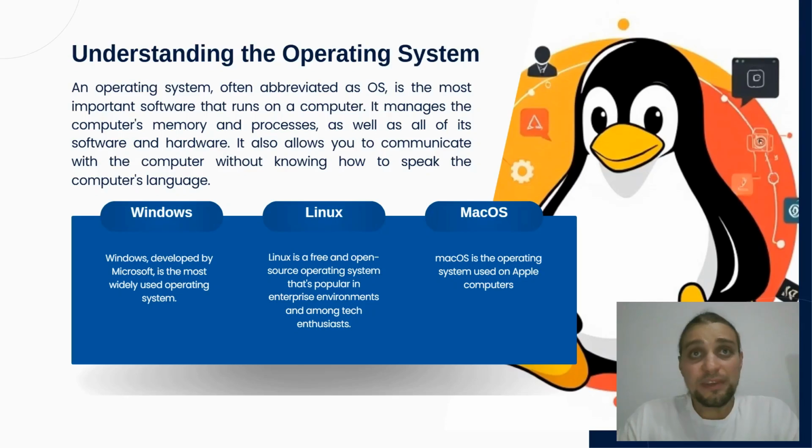There are several different types of operating systems. The most common ones you'll encounter are Windows, macOS, and Linux. Windows, developed by Microsoft, is the most widely used operating system. macOS is the operating system used on Apple computers, while Linux is mostly a free and open source operating system that's popular in enterprise environments and among tech enthusiasts.